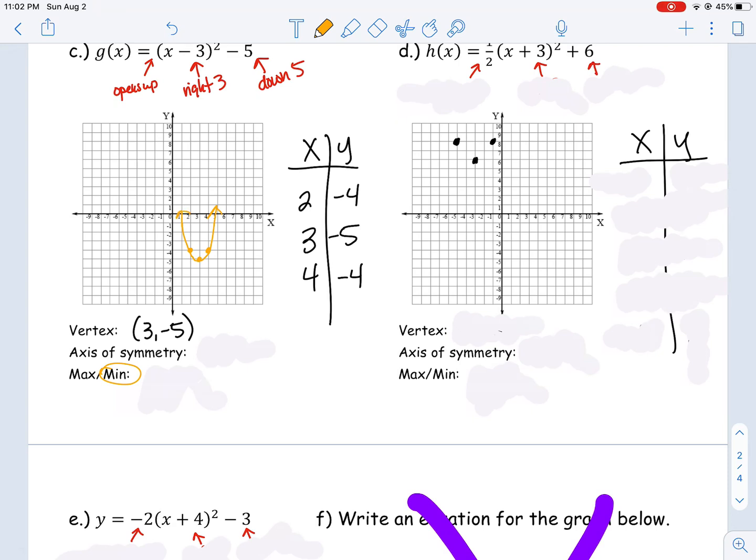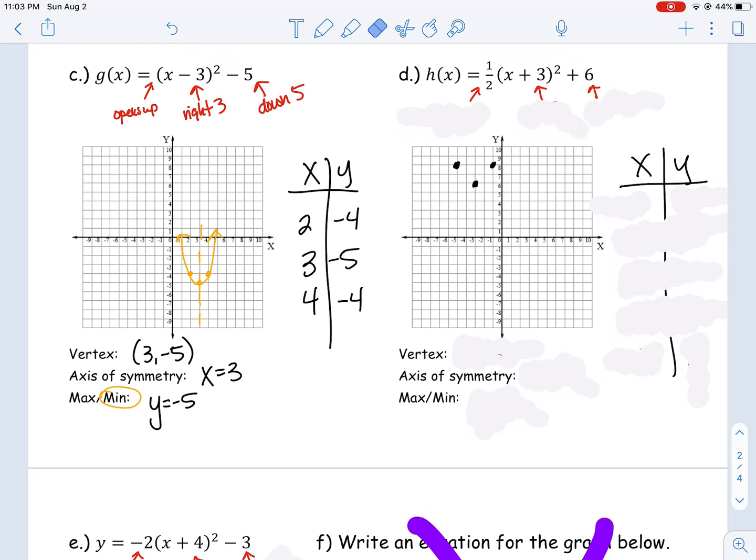Not too skinny, not too fat. It's shifted right 3, down 5, and I know that it opens up. It has a vertex at 3, comma, negative 5. It has an axis of symmetry at, remember, x equals 3. That's the same as the x value of the vertex. Because it opens up, I know I have a minimum, and the minimum is y equals negative 5. Remember, that's the y value of my vertex. Did you get the same thing I did?